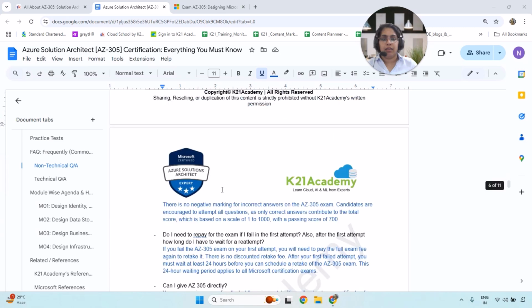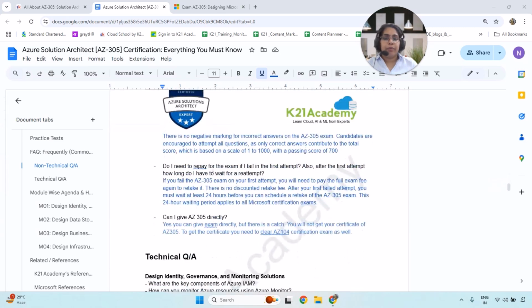And after your first failed attempt, you have to wait at least 24 hours before you can schedule a retake of this AZ-305 exam. So for that matter, for any certification you go for in Microsoft, if you fail the first time, you have a cooling period of 24 hours. You have to wait 24 hours and only then can you reapply for the certification.